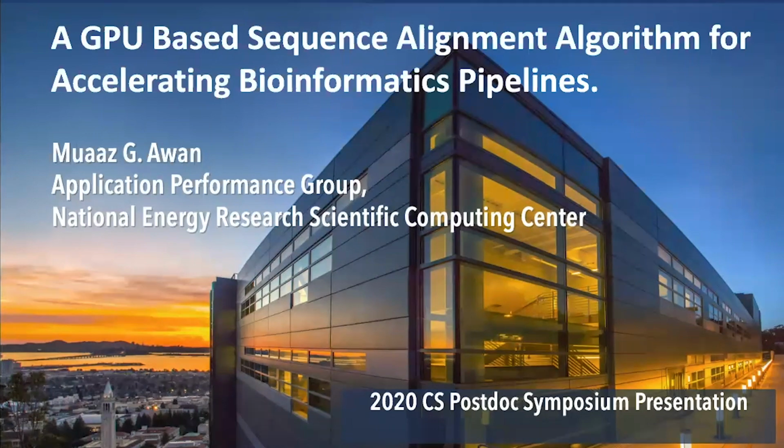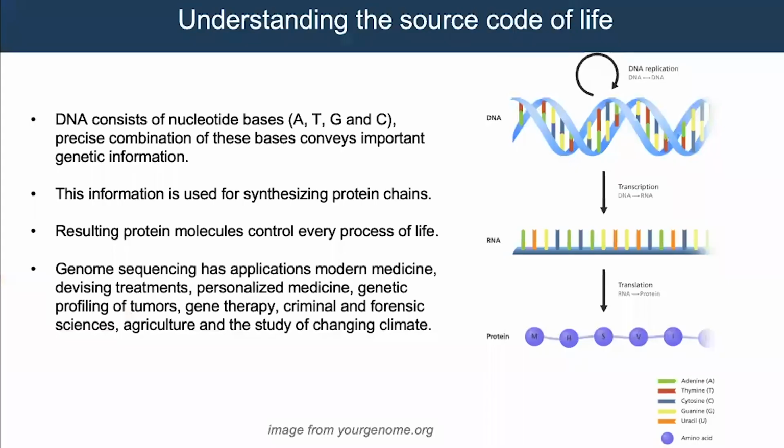So this figure over on the right also has another name, also known as the central dogma of molecular biology. It basically shows the basis of all the life as we know it. It all starts right here in the DNA, also known as the source code of life. DNA is composed of four basic nucleotide bases, and the precise combination of these bases inside the DNA conveys important genetic information. This information is used for synthesizing proteins by different organisms. And these proteins are then known as the machine that runs the life.